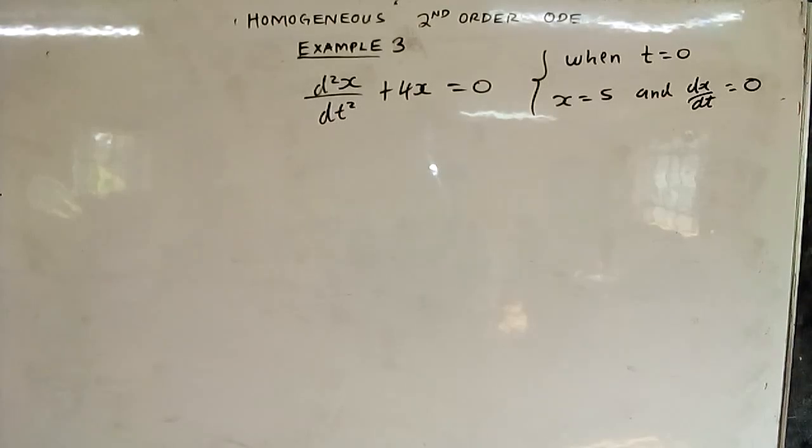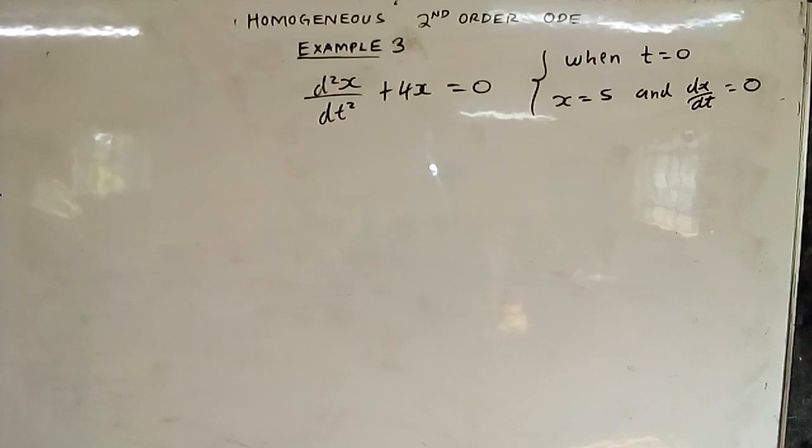So example number 3. The equation of a body performing a simple harmonic motion is given by d squared x over dt squared plus 4x is equal to 0, given that when t is 0, x is 5 and dx over dt is equal to 0. Solve for x using Laplace transform.